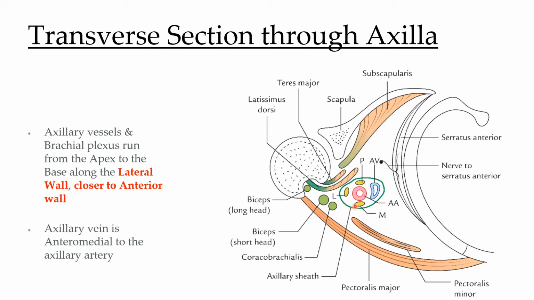Now the point here to note is that the neurovascular structures are closer to the lateral part of the axilla compared to the medial part. Also, they are closer to the anterior wall compared to the posterior wall of the axilla.